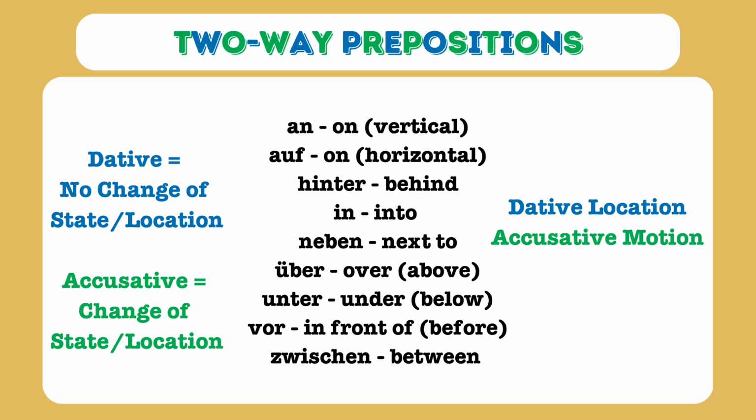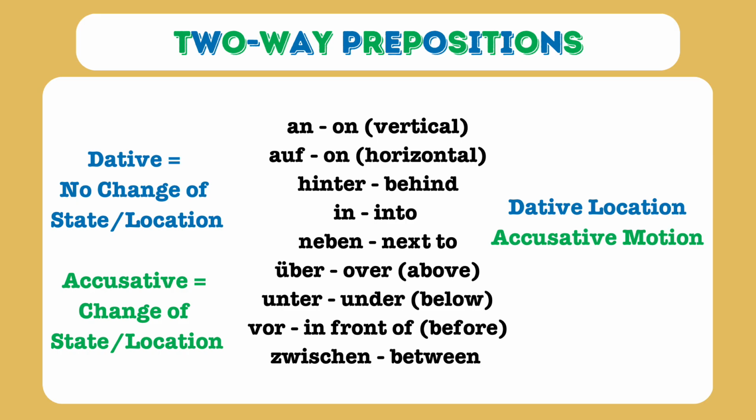The prepositions on this list are nine. There are an, which means on if something is vertical, up and down, auf, which means on whenever something is horizontal, like a table, hinter, behind, in means either in or into, neben means next to, über means over or above, unter means under or below, vor means in front of or before, and zwischen means between. An, auf, hinter, in, neben, über, unter, vor, zwischen.